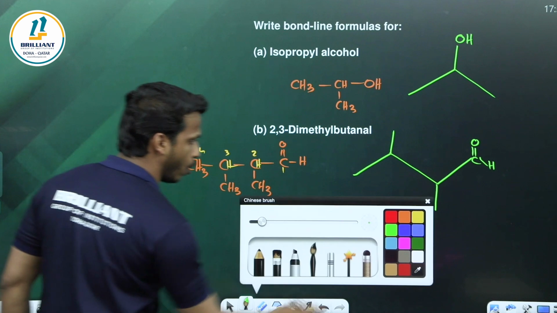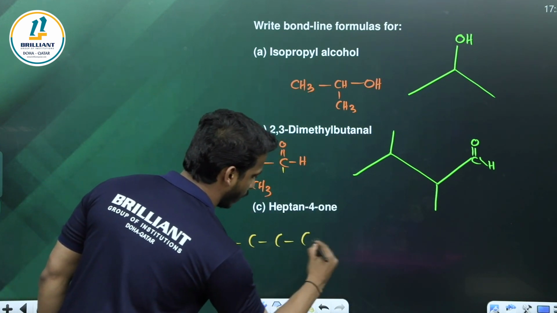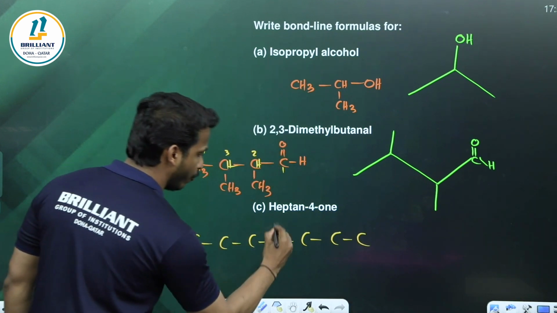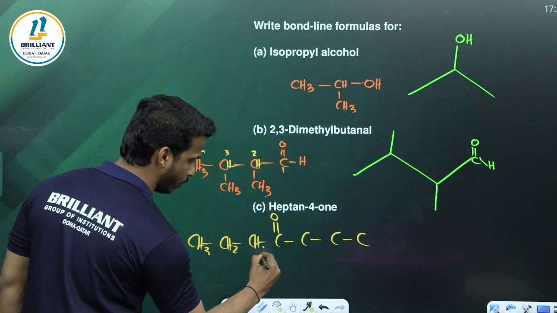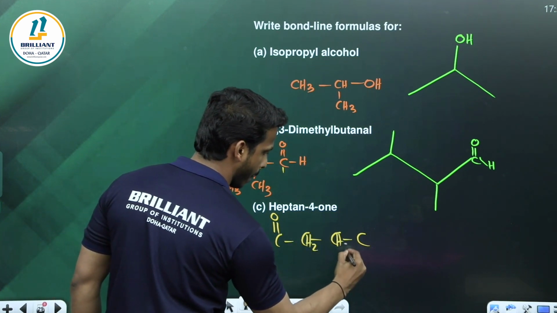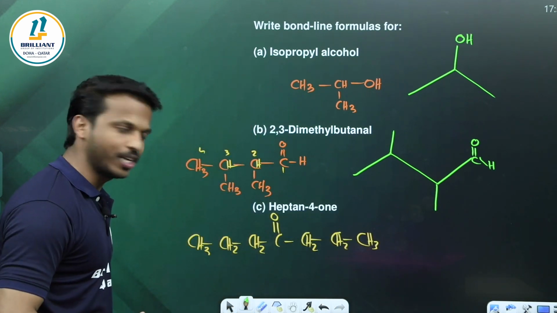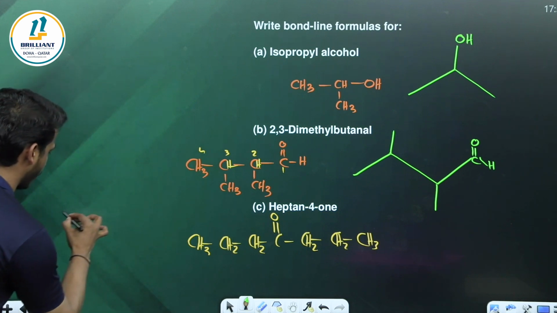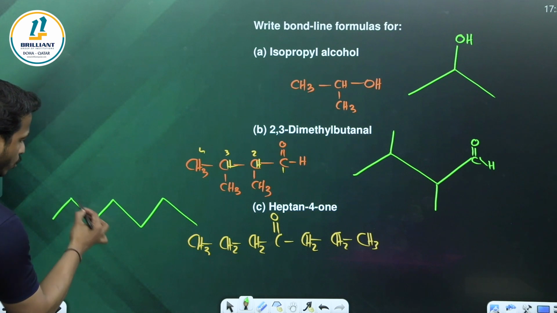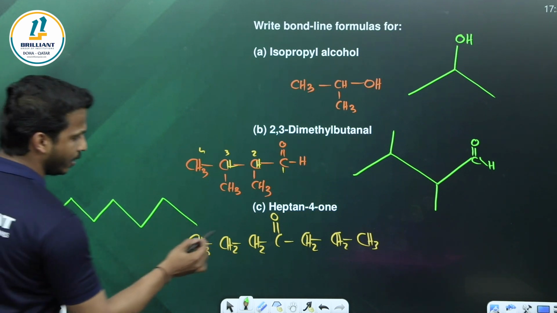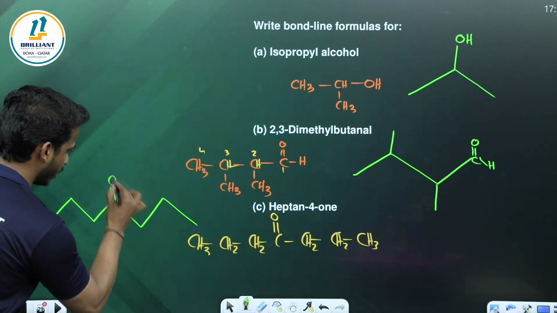What is heptan-4-one? Heptane means how many carbons? 7 carbons. 1, 2, 3, 4, 5, 6, 7. Heptan-4-one, the fourth position is a ketone, right? This is the heptan-4-one compound. Can you tell me how to draw the bond line representation? Total 7 carbons are there. So let me write 1, 2, 3, 4, 5, 6, 7. And at the fourth position there is a ketone.